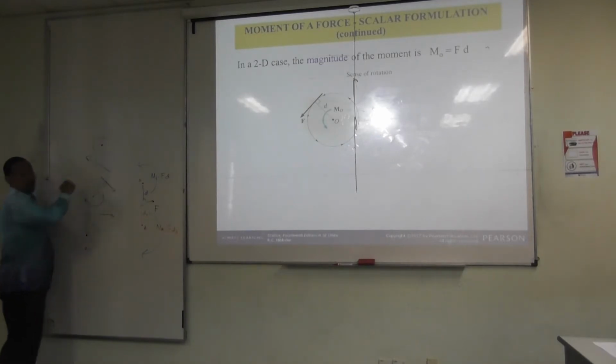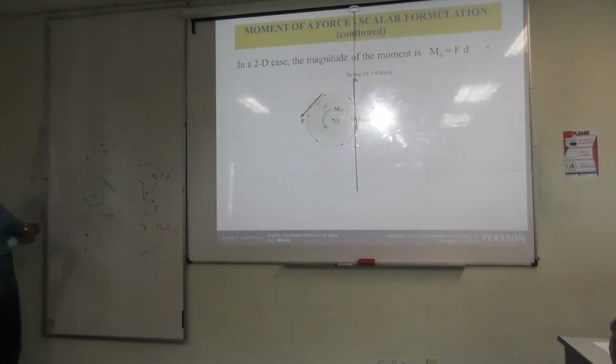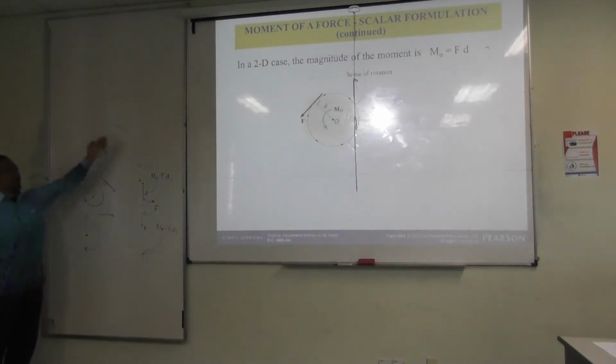It will produce clockwise, right? This force, about this point, also clockwise, right? So it's not because of the direction of the force. Meaning this is to the right, this is to the left, right? It's relative to this one, right?